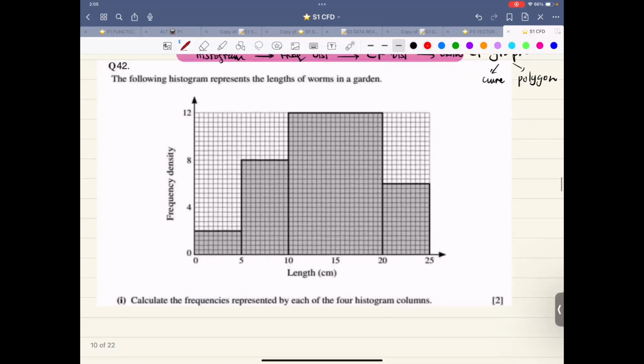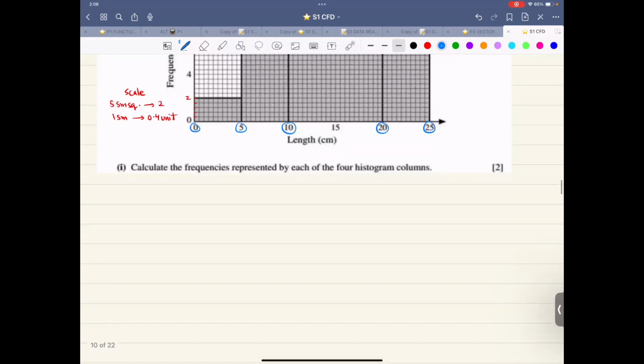The next thing that we need to focus on is that there is frequency density on the vertical column. So always focus on the scale. So this is 1, 2, 3, 4, 5. 5 small squares is 2 units. Therefore, 1 small square is 0.4 unit. Keep that in mind. And on the horizontal, we don't have to worry about it that much, because this is like 0 and 5 and 5 and 10 and 10 and 20 and 20 and 25. So that's not an issue.